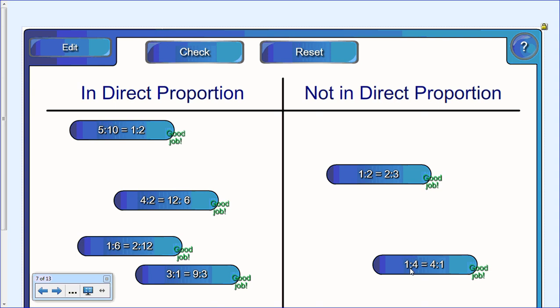Same thing here. 1 to 4 should be the same thing as 4 to 16. See what I'm getting at? Because you'd have to multiply that 1 by 4 to get to 4. Then you'd have to multiply that 4 by 4 again to bring it up to direct proportion. All right. So far, so good.